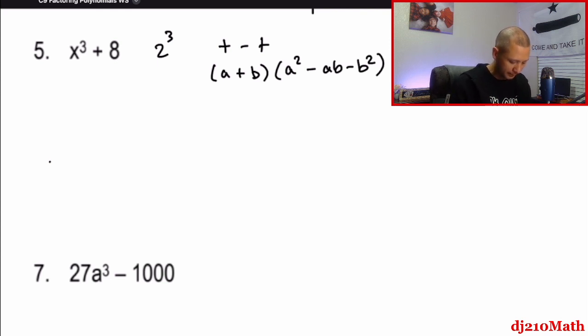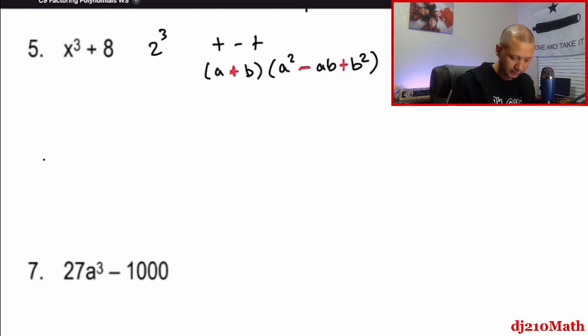Right, the whole pattern is plus minus plus. Yeah, plus minus plus. Okay, so a is x, b is 2. So put it all together. x plus 2, x squared minus 2x plus 4, right? Because 2 squared.